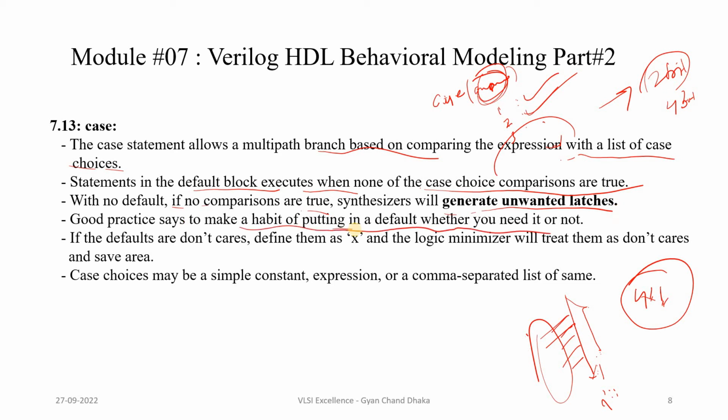So a good practice is to use a default statement whether we need it or not. If the defaults are don't cares, define them as X, and the logic minimizer will treat them as don't cares and save area. Case choices may be a simple constant expression or a comma separated list of the same. We will see it in more detail in the next example.